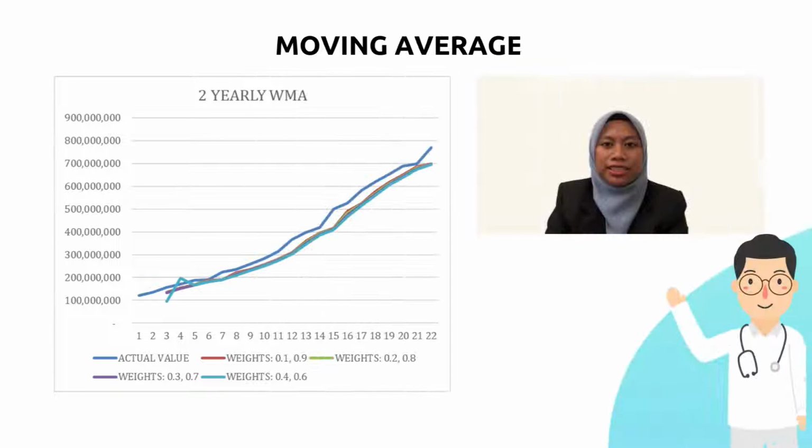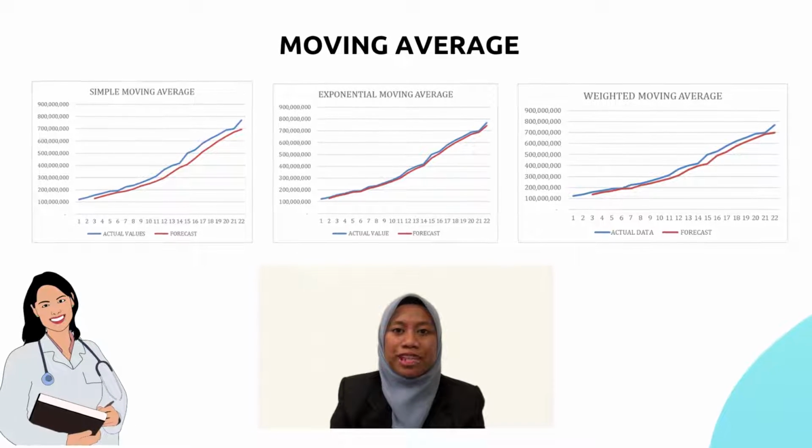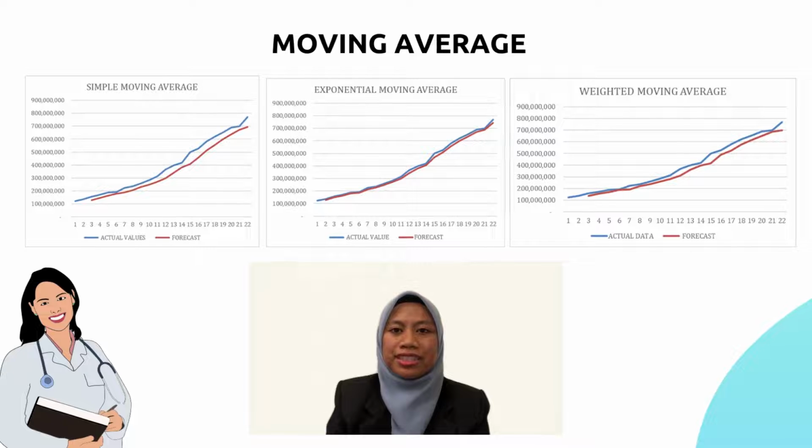This shows that different weights are used to determine the best weight of WMA for predicting sales. A WMA is a type of moving average that puts more weight on recent data and less on past data. When the weight is greater on recent data and less on past data, WMA tends to be more responsive to the actual value. So the best weights for WMA are 0.1 and 0.9 for 2 yearly WMA because the weight on recent data is greater and less on past data. The values achieved using manual calculation and Microsoft Excel were found to yield the same results.